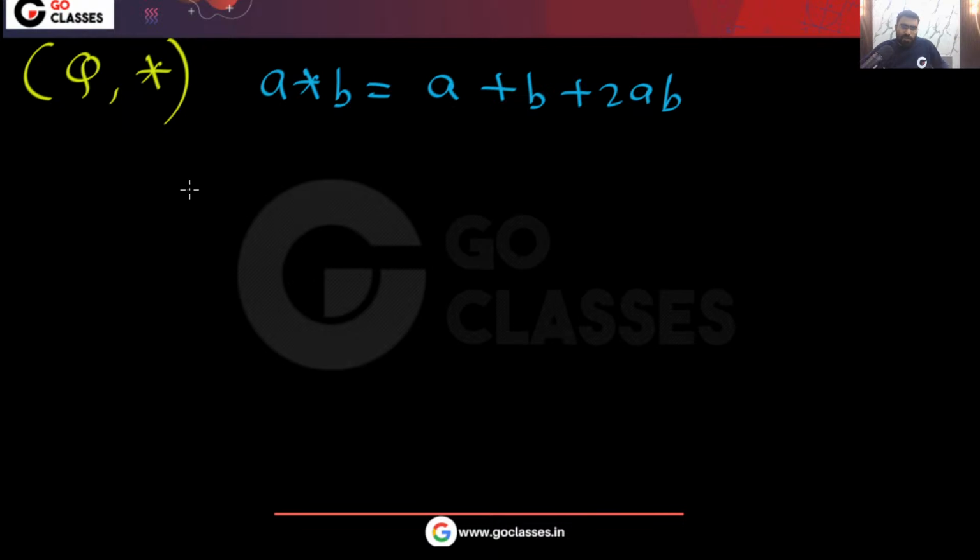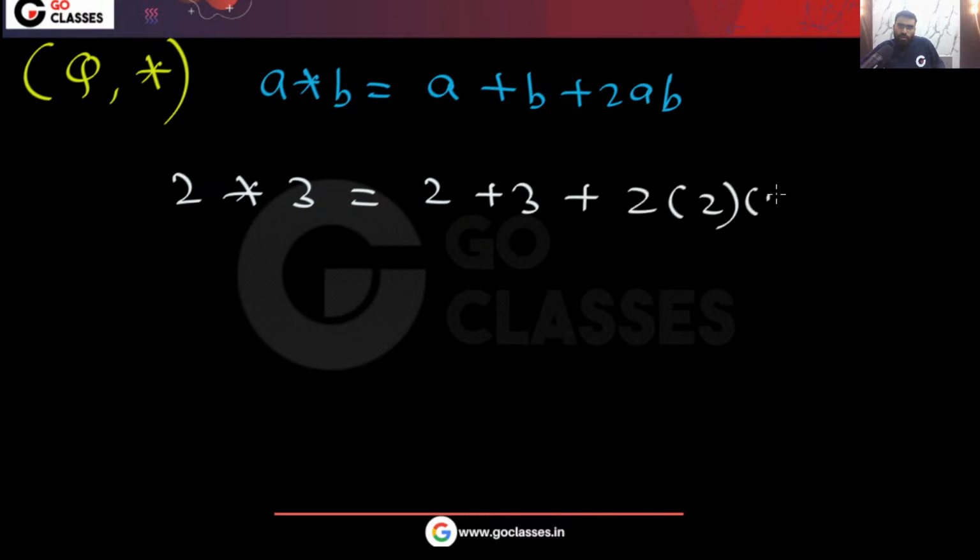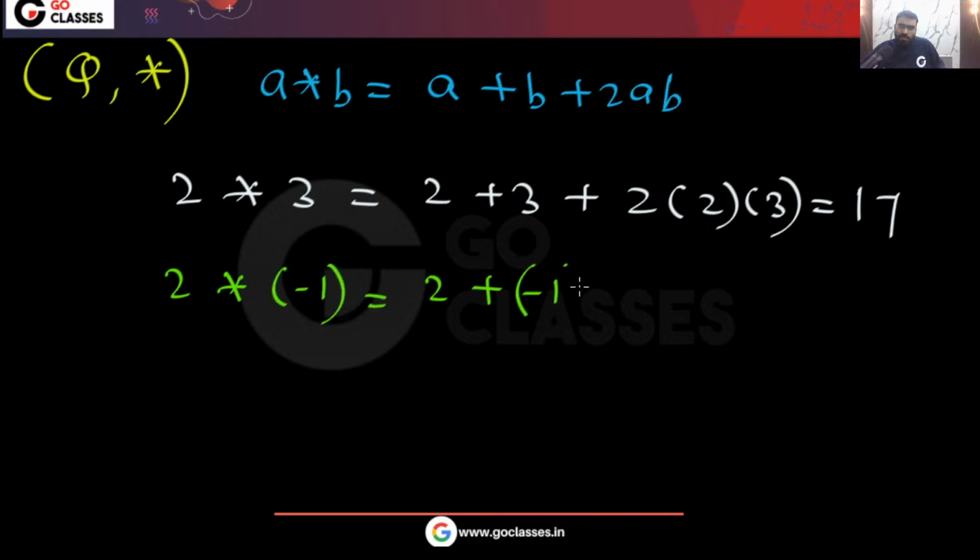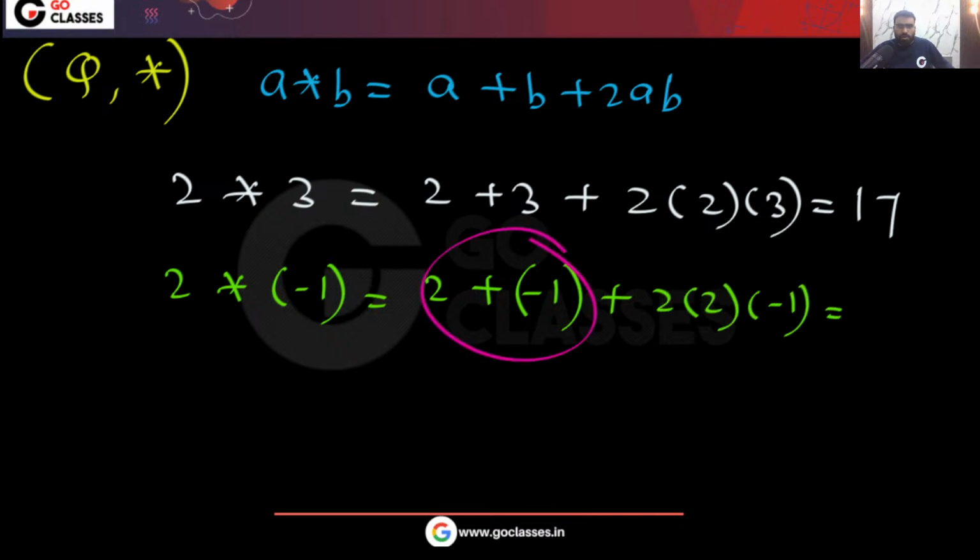Let's understand this operation. Tell me, if A is 2 and let's assume B is 3, then what will be the answer? 2 star 3 will be 2 plus 3 plus 2 multiplied by 2 multiplied by 3. What will that value be? You can see this is 12 plus 5, that is 17. Is this clear? For example, if you have 2 star minus 1, that will be 2 plus minus 1 plus 2 into 2 into minus 1. You can see this will be 1 and this is going to be minus 4. So that will be minus 3.